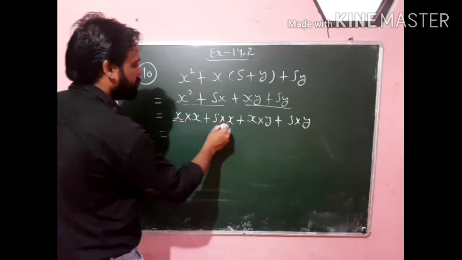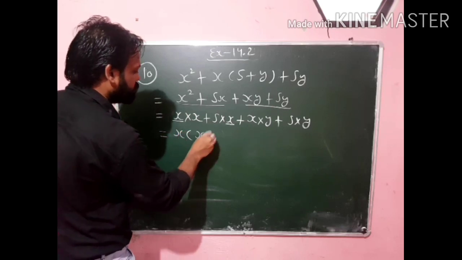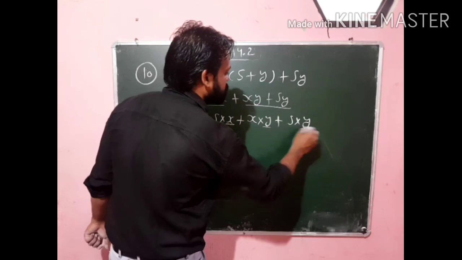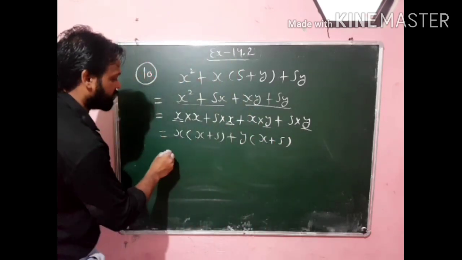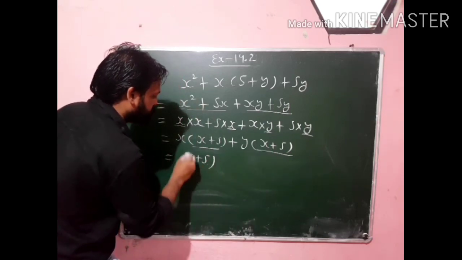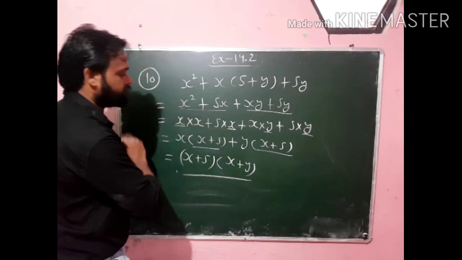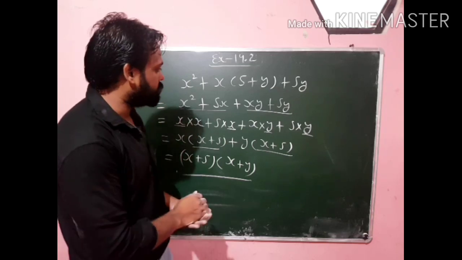So mark the common factors in the first group. x is common here, so take x outside. So here x plus 5 is left inside the bracket, then plus as it is, this y is common, and here you can see x plus 5 is left inside the bracket. So now you can see x plus 5 and x plus 5 are common here, so write down this x plus 5 outside of the bracket, so here is x plus y. These are the factors of this algebraic expression. I hope this is clear to you.